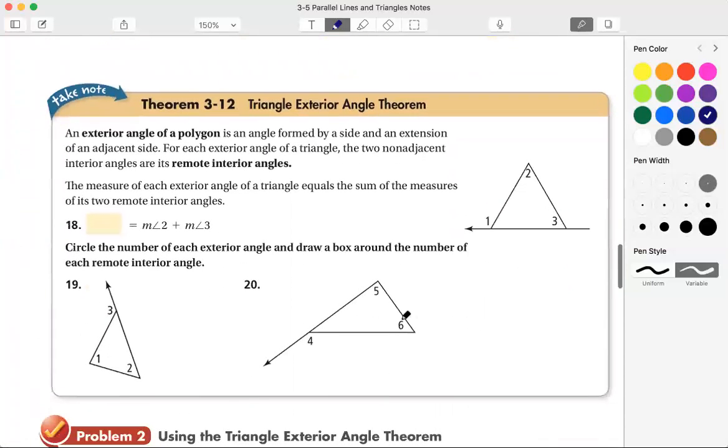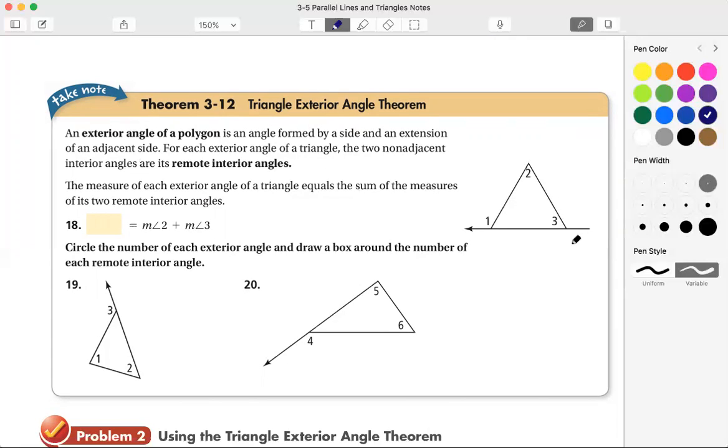Triangle exterior angle theorem. The exterior angle of a polygon is an angle formed by a side and an extension of an adjacent side. For each exterior angle of a triangle, there are two non-adjacent interior angles called its remote interior angles. Okay, so angle 1 here is called the exterior angle of a polygon. It is equal to the sum of the two remote interior angles, 2 and 3.